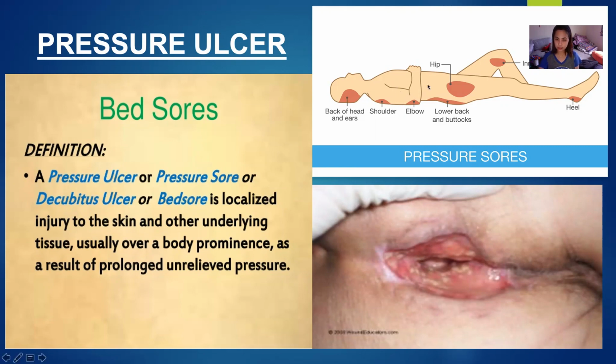So, ang mga bony prominence ng katawan natin: heel, we have the inner knees, hip, lower back, elbow, shoulder, and back of the head and ears. So, kung ang patient mo laging nandyan sa posisyon na yan, pwede siyang magkaroon ng pressure ulcer.